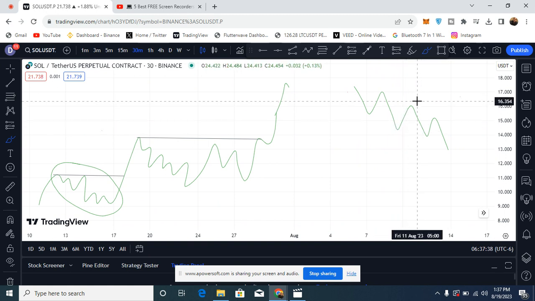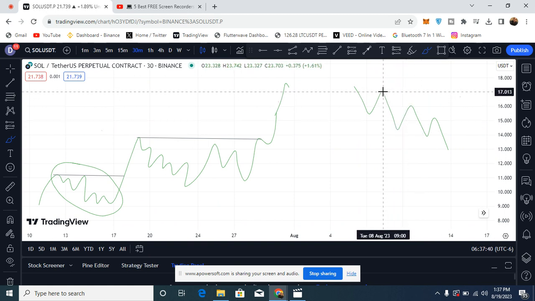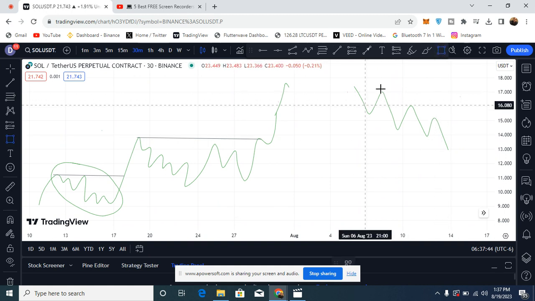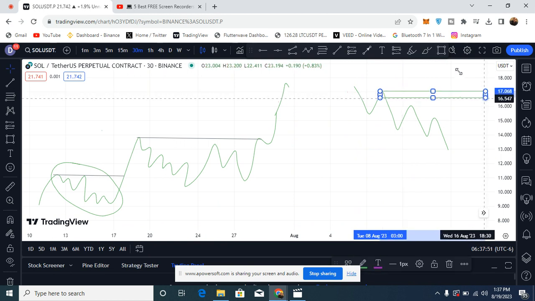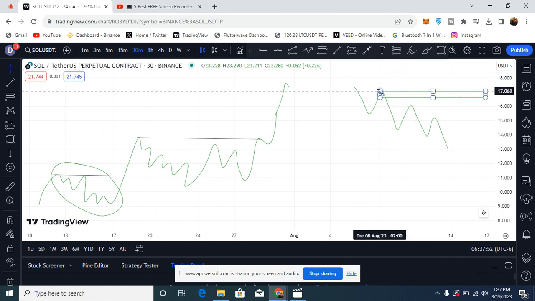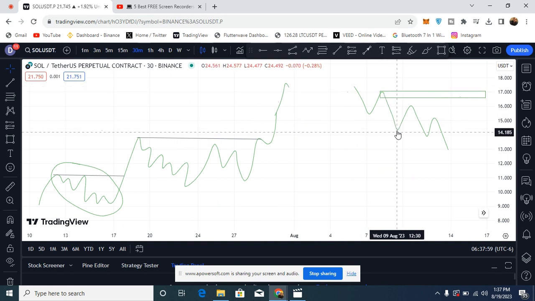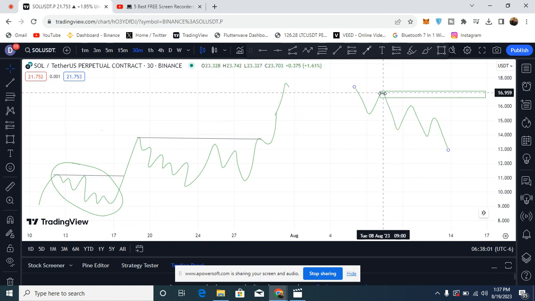Now, where is the liquidity? The liquidity is at this point over here. Let me use a box to mark it out. The liquidity is at this box over here. We have liquidity lying down here. We have liquidity lying down at this place. This lower low, lower high. This low that created this lower low, again, we have liquidity lying down there.